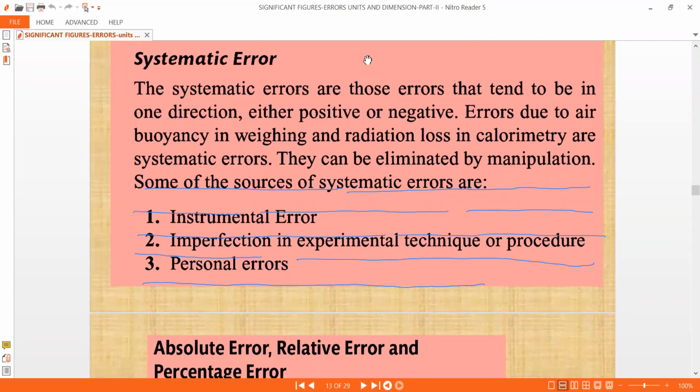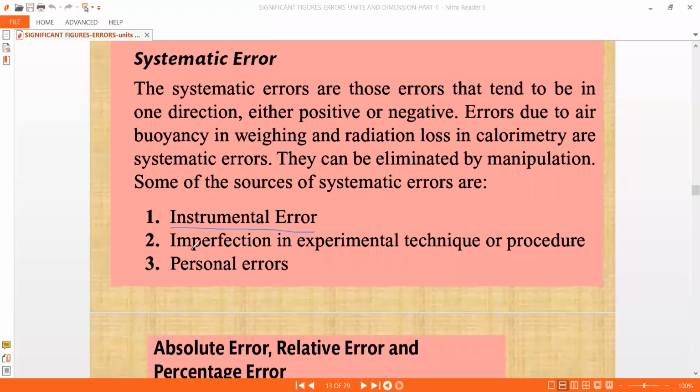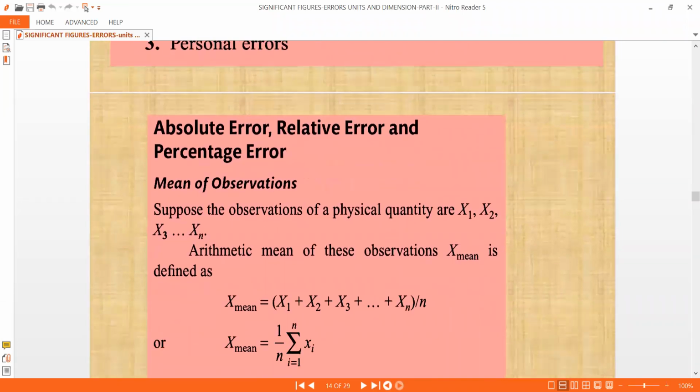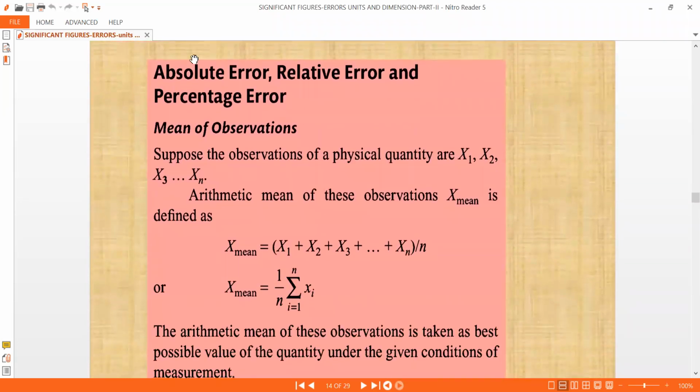They are basically instrumental error, imperfection in the experimental technique or procedure, or personal errors. Next is absolute error or relative error and percentage error. These are the next key points we are going to discuss.